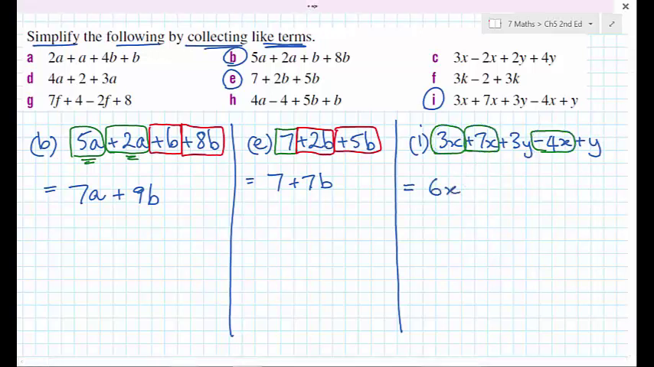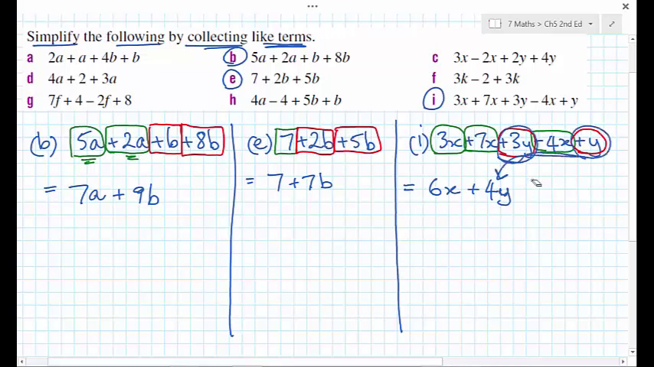I can then look at my y's, so I have a look at plus 3y and plus y, any term involving just y. In this instance, I have 3y plus another y, which gives me 4y. You can even think of it as 3 yaks plus 1 yak gives me 4 yaks. If you want to think of it in terms of letters, think of it in terms of things.